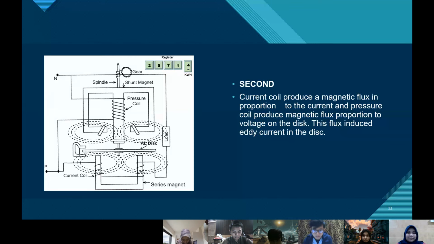Second, the current coil produces a magnetic flux in proportion to the current, and the pressure coil produces magnetic flux proportional to the voltage on the disc. This flux induces AC current in the disc.